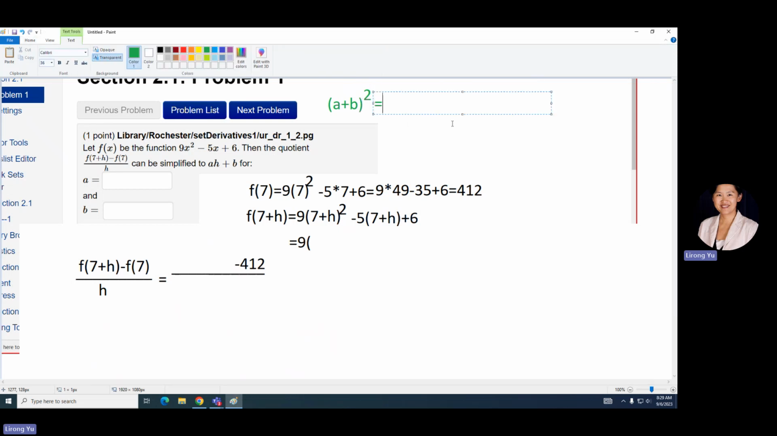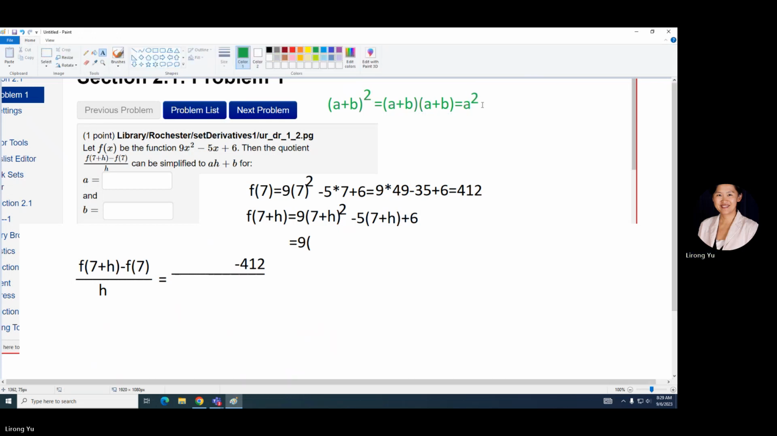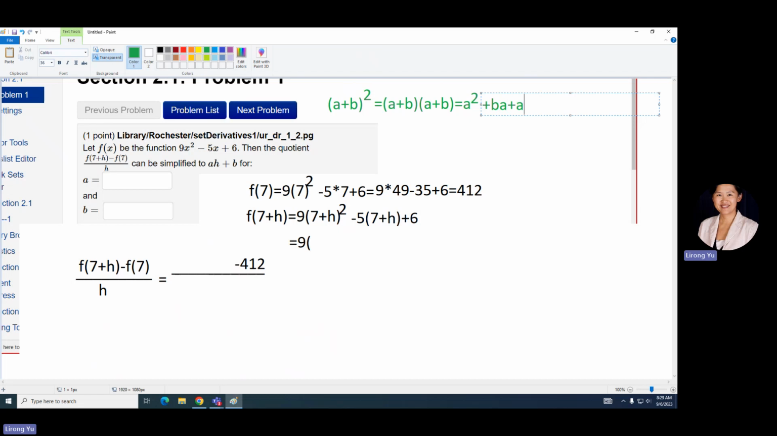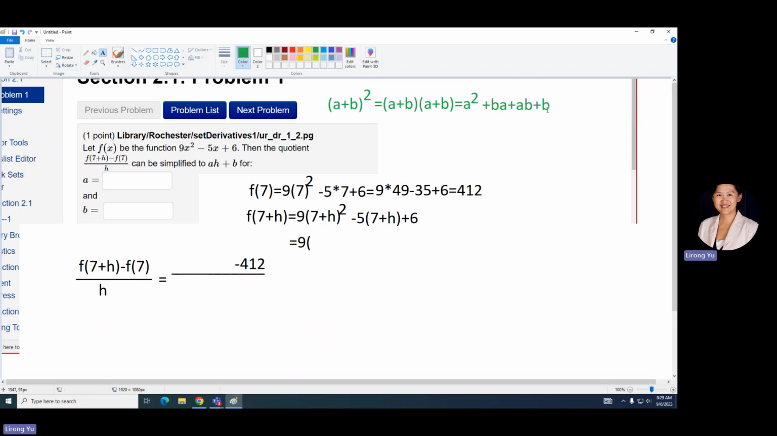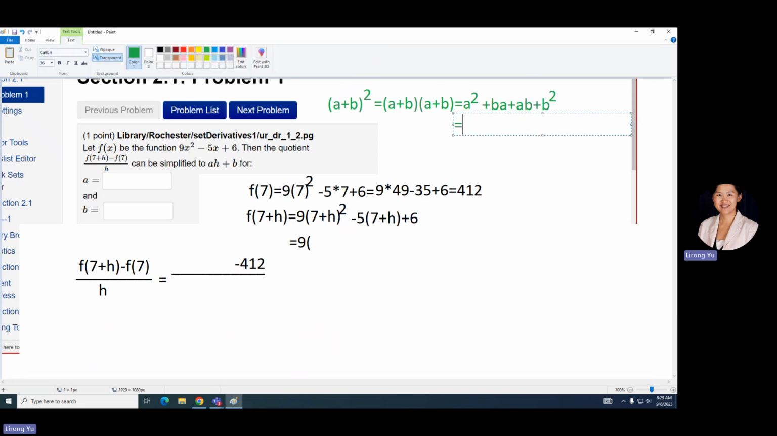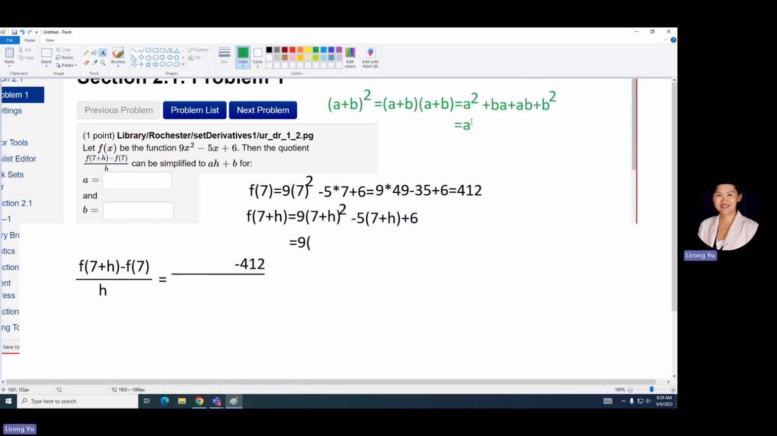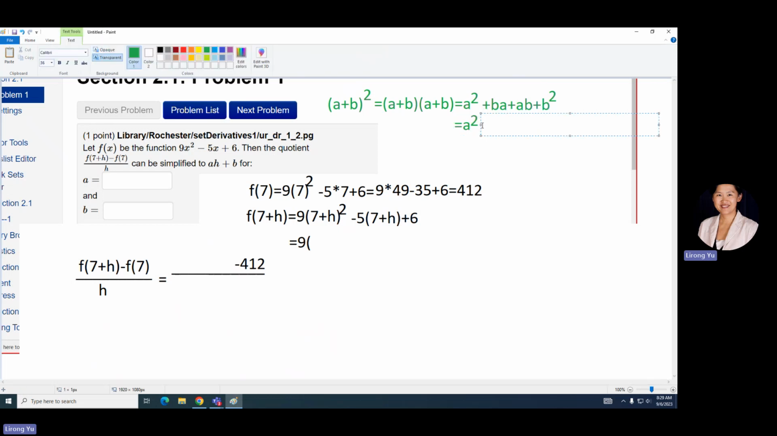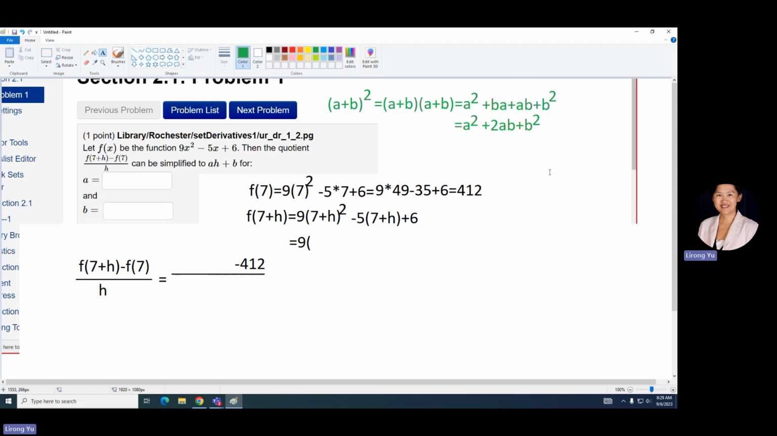Square. So a plus b squared is a plus b times a plus b. If you follow this, it's going to be a squared plus ba plus ab plus b squared. You treat this as a formula because every time, a plus b squared is equal to a squared plus 2ab plus b squared. Whenever you have 2 terms squared, you end up having 3 terms.